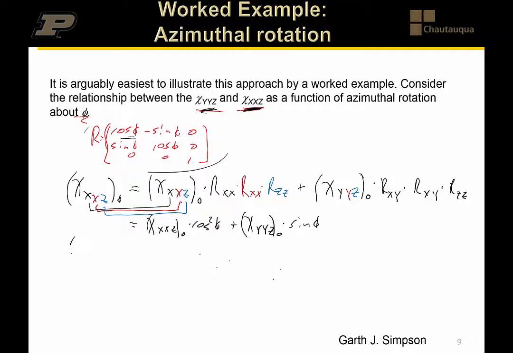We can repeat the same thing for χyyz in the rotated reference frame, and that's going to give us a contribution from χxxz initial, and now this time we'll have the sine squared here, plus χyyz, and then this will be cosine squared phi.